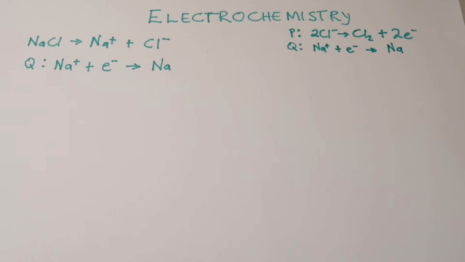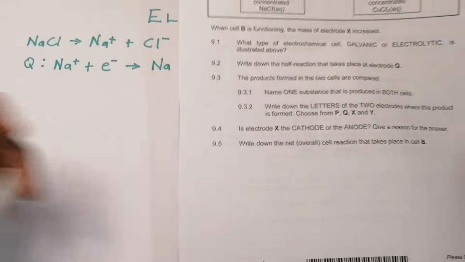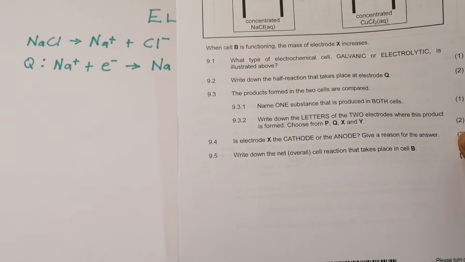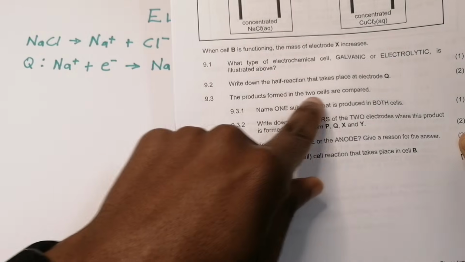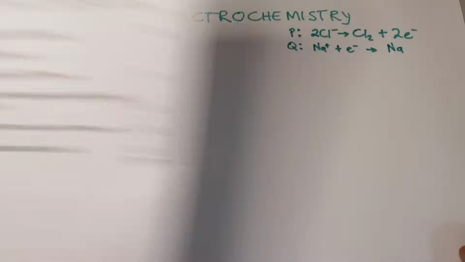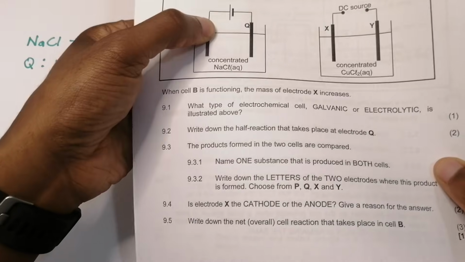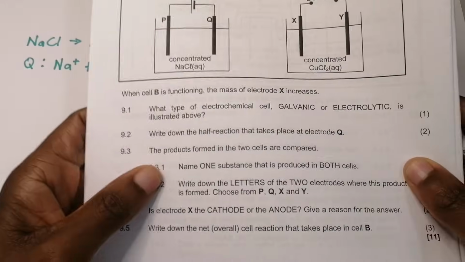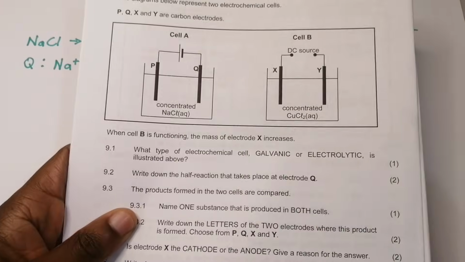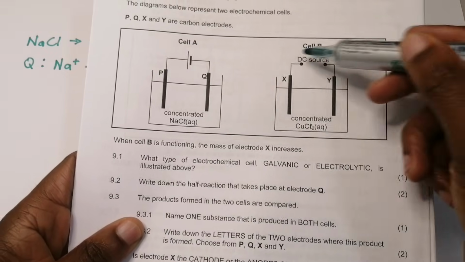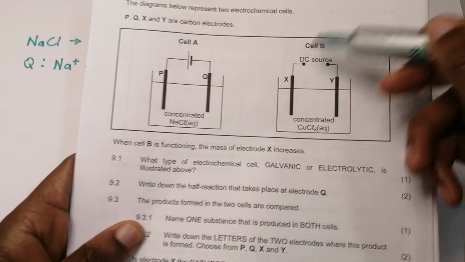Okay, so going back to that question, they said the product formed in the two cells, we are now going to compare them, right? Now this was for cell A. Now let's go to cell B. And by the way, for cell B, can you see that they didn't indicate? They told me it's a DC source, it's a battery.